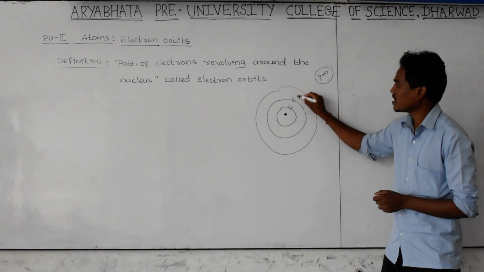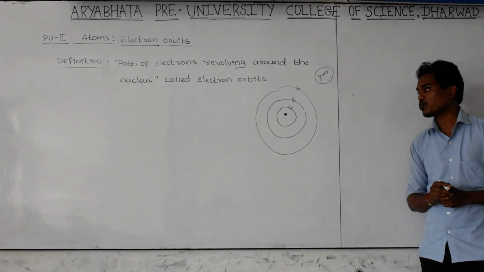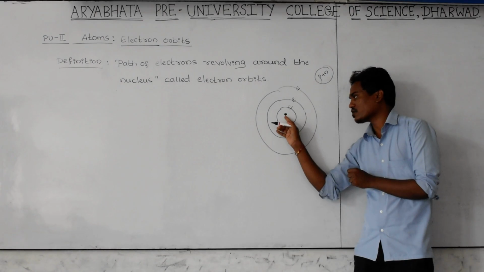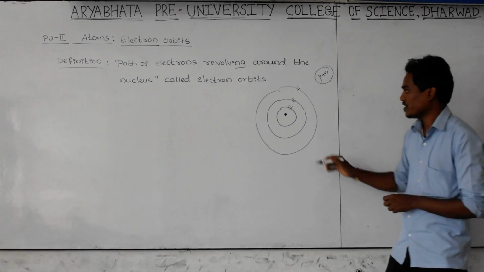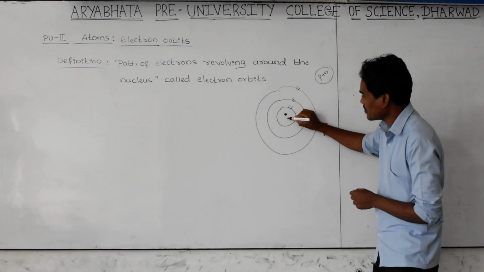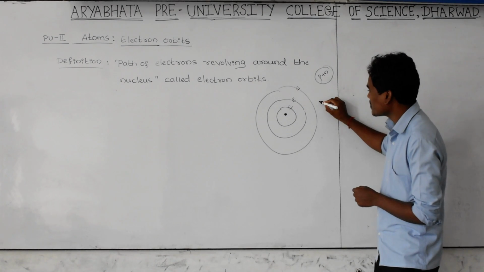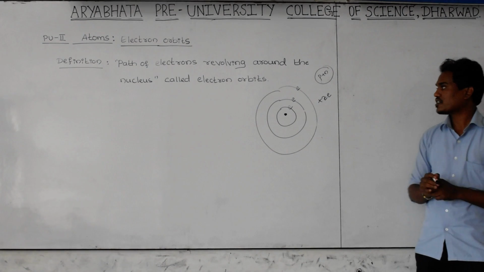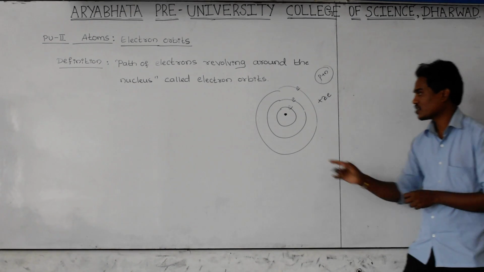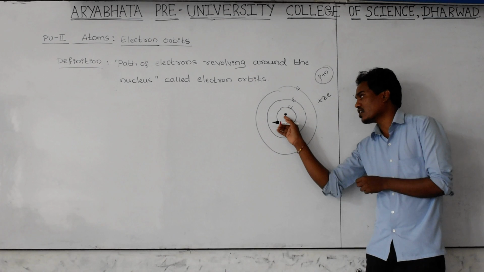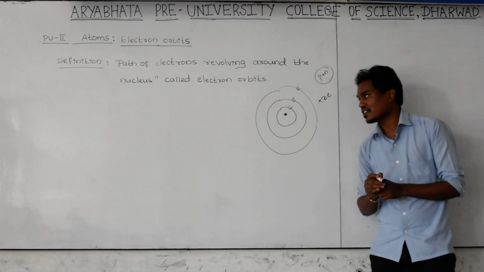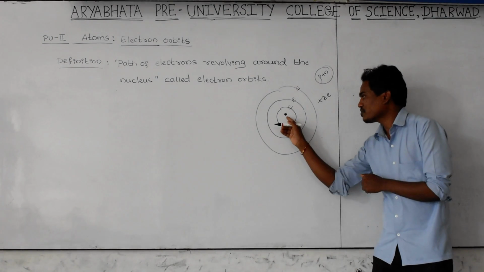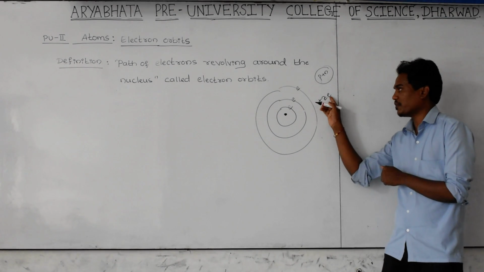What is the reason behind this? There is an electrostatic force of attraction between the negatively charged particle, the electron, and the positively charged center, the nucleus. The nucleus has the charge plus Z into E. Here what is E? This is the charge of a proton. Actually two particles are there, a proton and a neutron, but we are not considering the charge of the neutron because it is chargeless. The remaining one, the proton, has charge plus E.